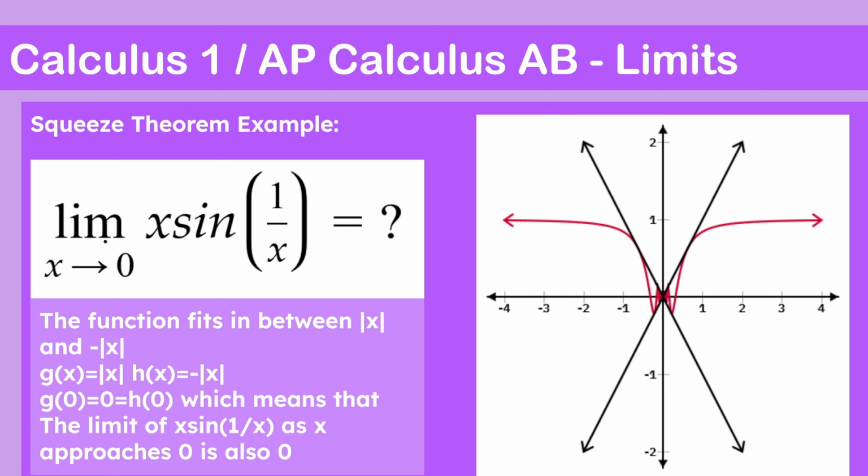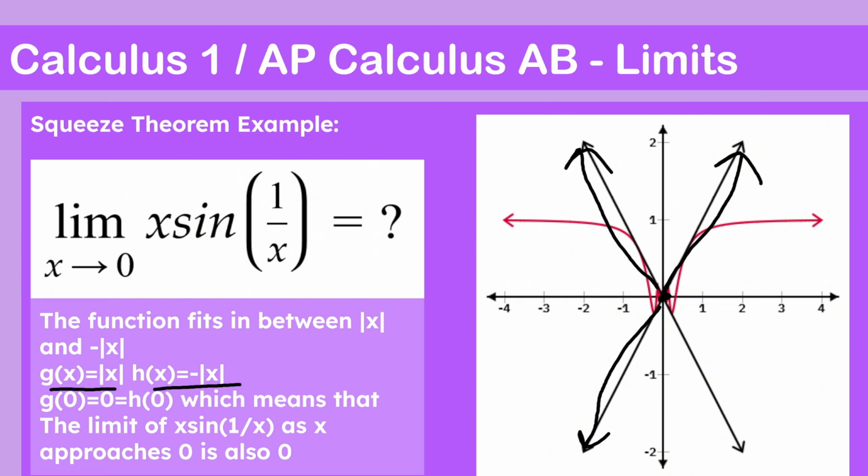So imagine we have the limit of x times sine 1 over x as x approaches 0. So you can see here, it's a really weird graph. It oscillates a lot in the middle. But we can see that it gets very close to some number down here. So we can say that g of x is the absolute value of x, which is bigger than f of x. And we can say that h of x is negative absolute value of x, which is less than f of x as well.